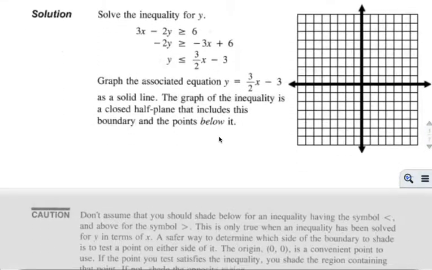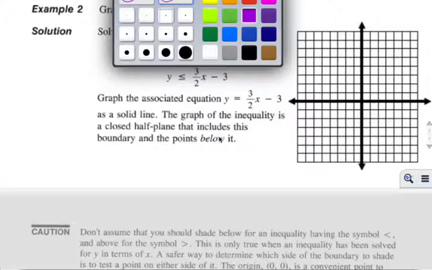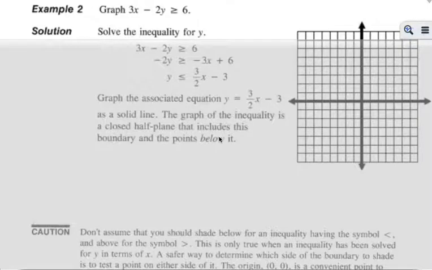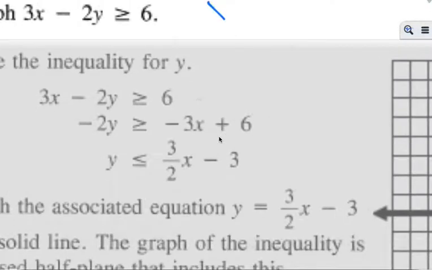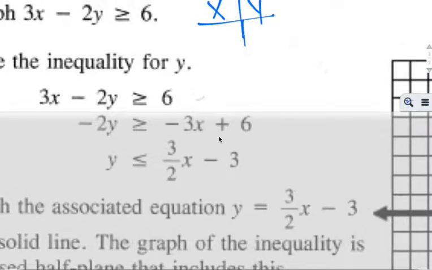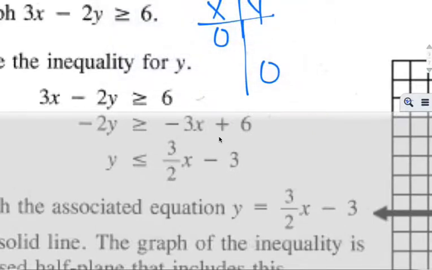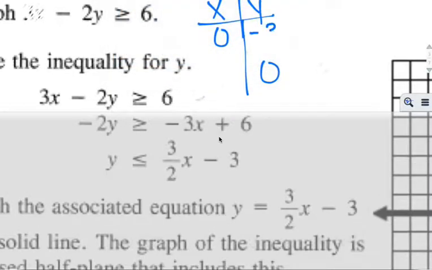Now we've got another one, a harder graph: 3x minus 2y is greater than or equal to 6. We're going to do this with the intercepts. I'm going to make my table with x and y. If x is 0, that makes the x term go away, and so I get y is equal to -3.